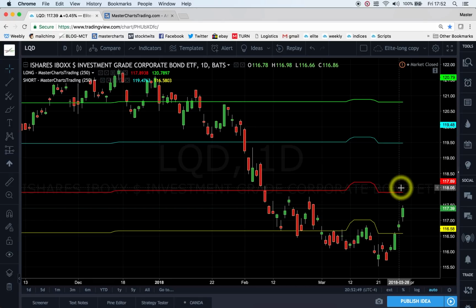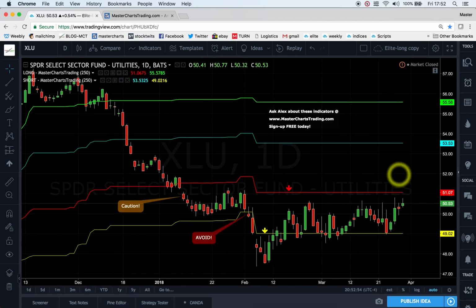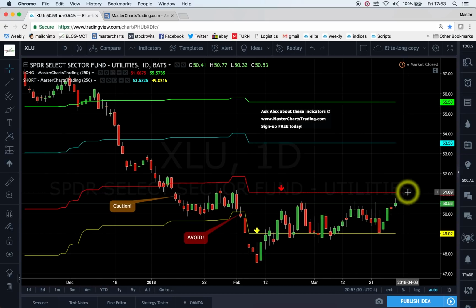Let's look at some of the bond proxies. And number one bond proxy, of course, are utilities. Again, I'm avoiding utilities basically until or if we get a close above like 53 bucks here. If you really want to short utilities, you could potentially. I would personally, if I was trading it, short it at 51 bucks. You can also do it via options. You can buy put options sometime out.